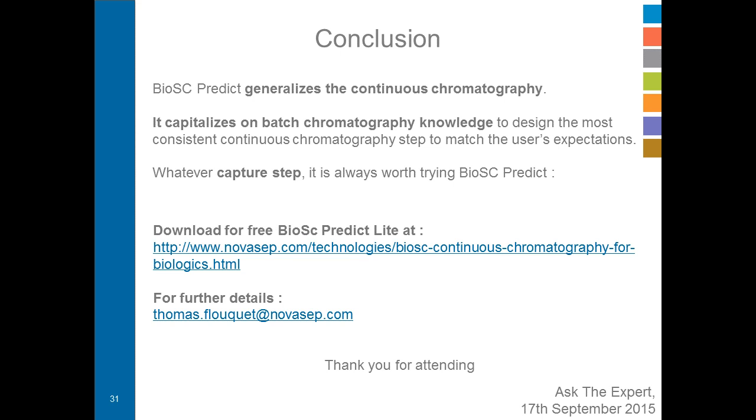And what is required to use Biosc Predict? Only breakthrough curves, and you also need to know how you are performing your batch at the moment. What are your steps? What are the different steps required? So as I was showing, you need to know how many washes are required. Do you need a regeneration? Maybe you need an equilibration post-regeneration. You need to know your batch process first.